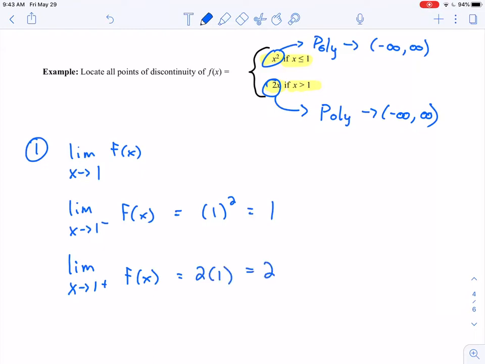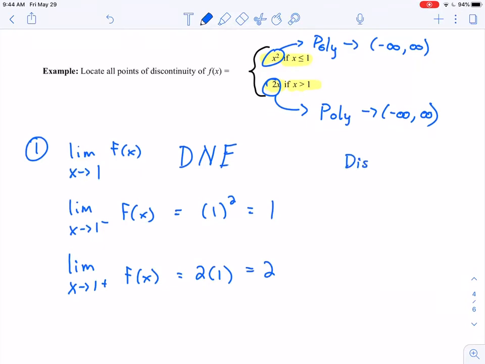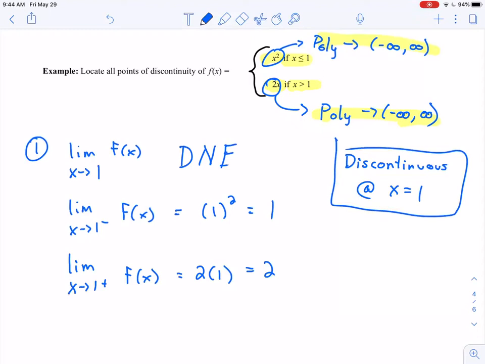So the left-hand limit is 1. The right-hand limit is 2. The left and the right-hand limits are not the same, which means that the limit as x approaches 1 of f of x does not exist. So what I've determined is that this function is discontinuous at x equals 1. And because I went ahead before and I checked x squared and 2x, because those are polynomials, I know that this is the only point of discontinuity.